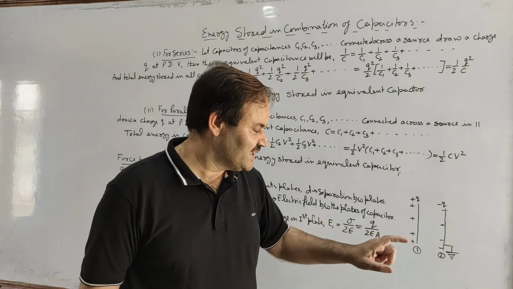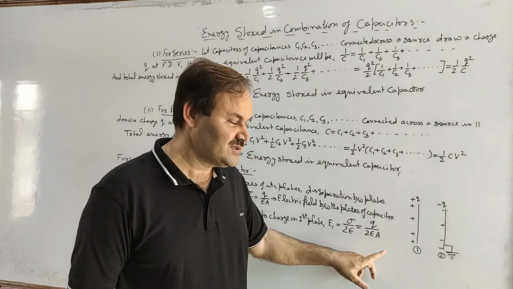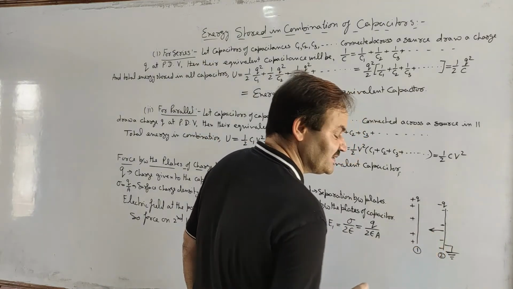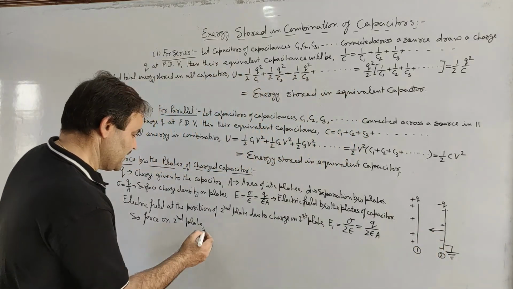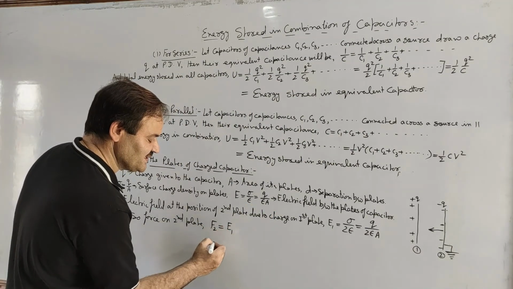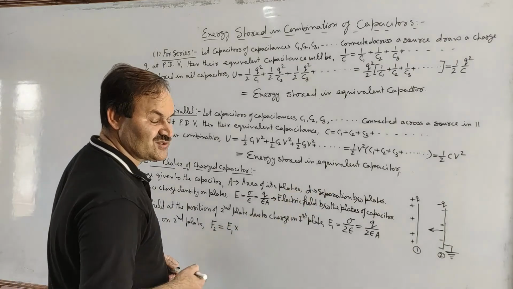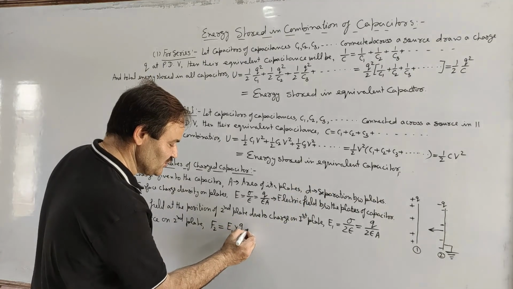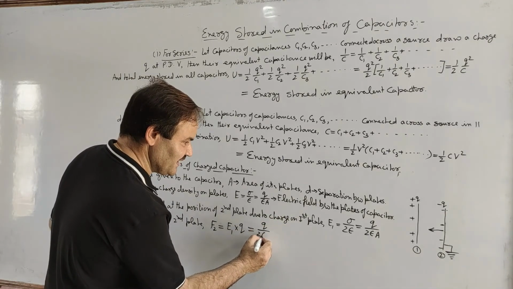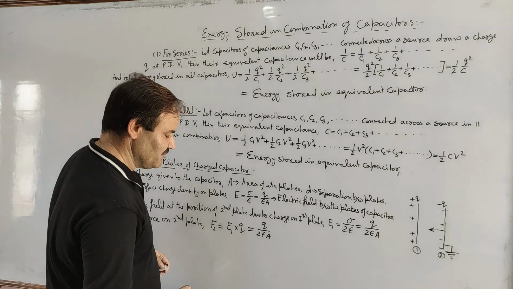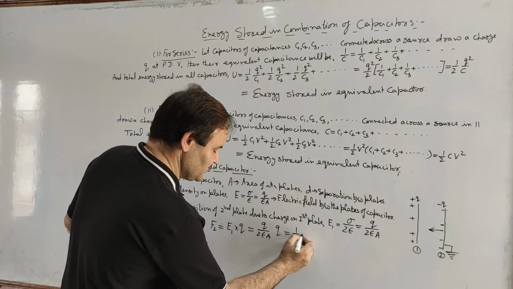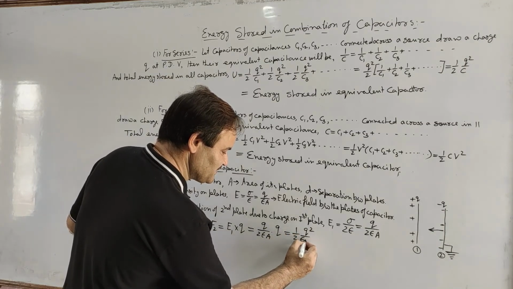Since the second plate is placed in this electric field, so the force on second plate towards the first plate will be F2 equal to magnitude of electric field, that is E1, multiplied by charge on second plate, that is Q. E1 means Q upon 2 epsilon into A multiplied by Q. This will give half Q square upon epsilon into A.